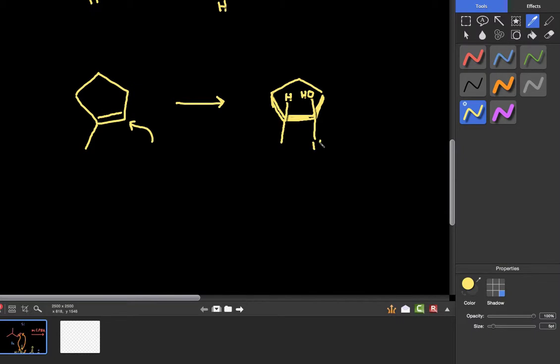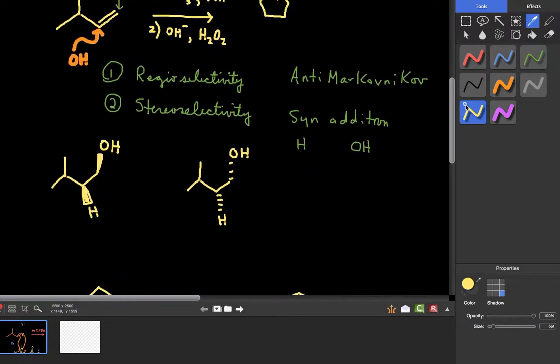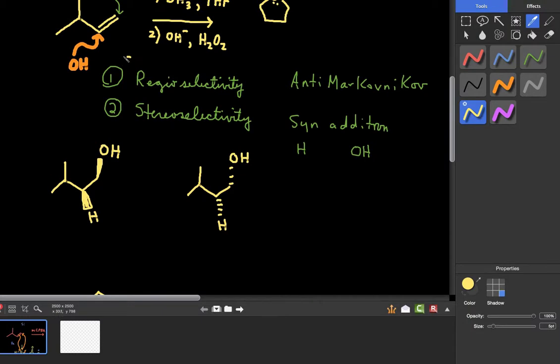And of course, this would be a hydrogen. That's one possibility. The other possibility would be where the methyl is coming up, which means the H is going down, the OH would be going down, the H would be coming up. That's a very classic way of asking this in terms of a multiple choice exam. Okay, so those are the two major consequences of this reaction.